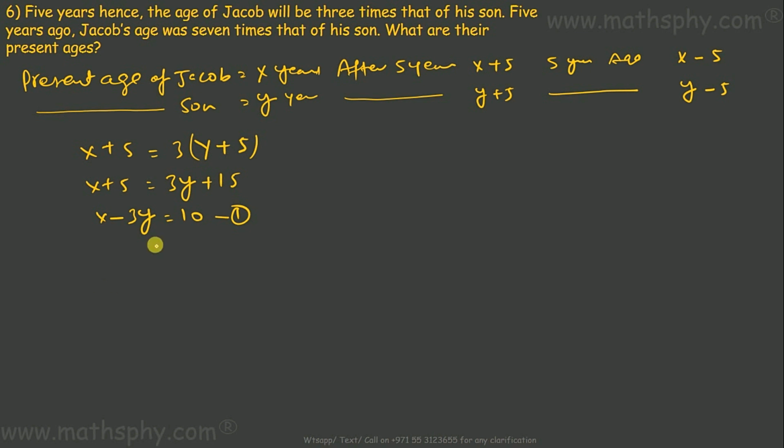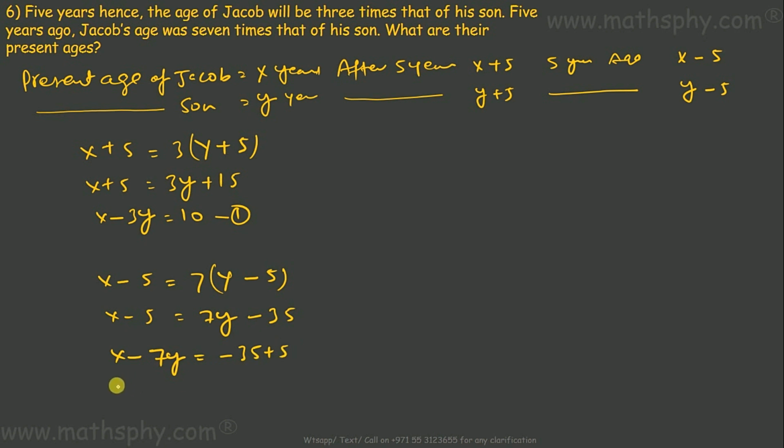Second equation. 5 years ago means this x minus 5, y minus 5. Jacob's age was 7 times that of his son. It means I have to equate x minus 5 and y minus 5. This age of Jacob is 7 times more than his son's age 5 years ago. It means x minus 5 is 7 times more than y minus 5. So I increase this by 7 times. x minus 5 would be 7y minus 35. So x minus 7y would be negative 35 plus 5, so x minus 7y would be negative 30. That's the second equation.